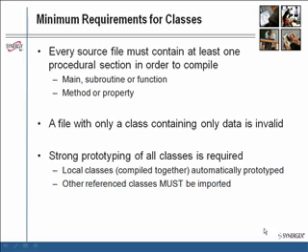In order to be compilable, each Synergy source file must have at least one procedural section. On occasions, you may need to design a class which has only data, but no procedural members. You can achieve this by adding an explicit constructor to the class. Constructors will be discussed in more detail later. Also, remember that strong prototyping is mandatory for classes.